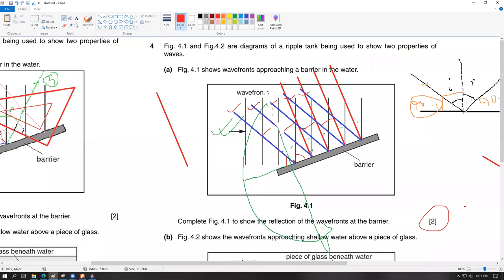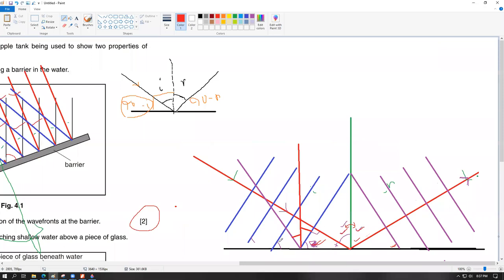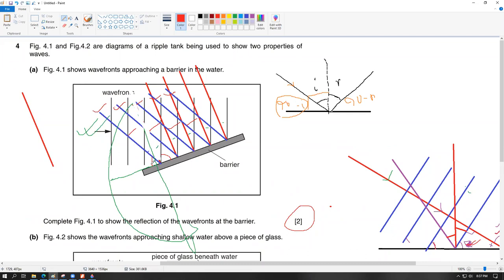You are skipping a significant portion of the drawing in the second process. Because the idea that I'm trying to show you is that the angle that the incoming wavefronts make with the surface would be exactly equal for the reflection angles on the other side as well. Understood? Yes, sir. Beautiful.